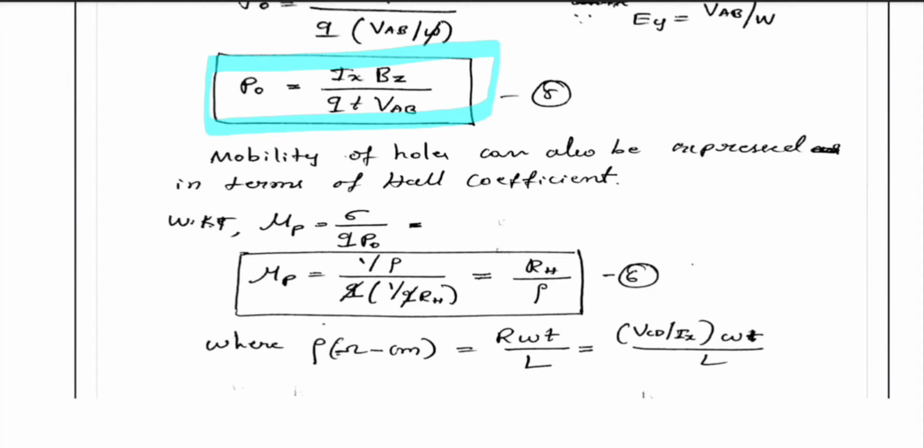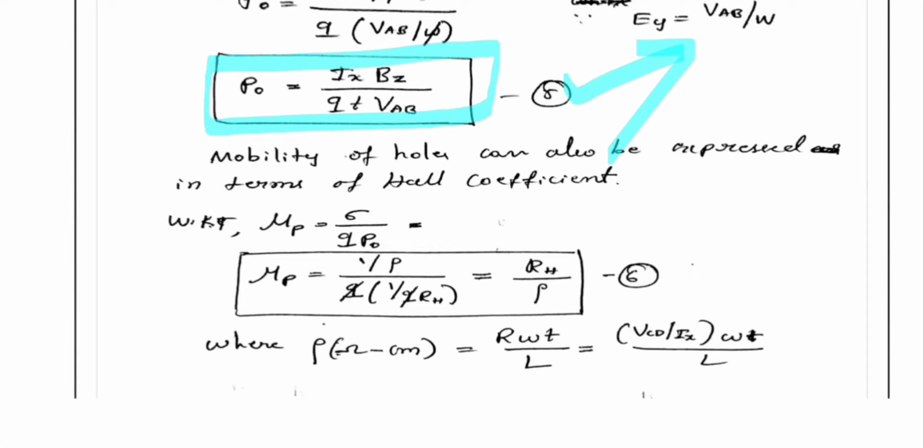So you can see Hall concentration, everything is constant. If you know the magnetic field and current flowing, the Hall concentration can be found out easily. That is PO is equal to Ix, current carrying, into magnetic field Bz divided by Q, charge of the electron, T, thickness of the material, and VAB is the Hall voltage.